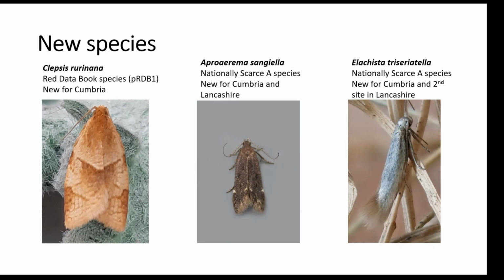The larvae we've found since feed on Lotus corniculatus, so I found it at multiple sites, and Alicista triceriatella. We tried to find the larvae since, still not been successful, but it was new for Cumbria. It has been recorded in Lancashire before. It's been recorded at Gate Barrows, but nowhere else.